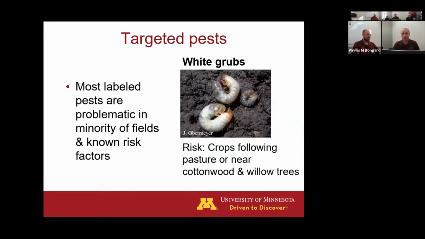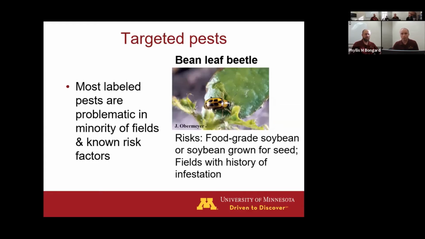White grubs, kind of a similar situation where, if you've got that undisturbed pasture going for several years, you could get populations of this pest building up, and it could put your soybean at risk if you were to plant into that. And in parts of western Minnesota, there's kind of an interesting scenario playing out with the different species that tends to prefer cottonwood trees and willow trees. And it's been observed before that sometimes soybean grown near these kinds of trees can have higher risk for infestation by this pest. Bean leaf beetle.